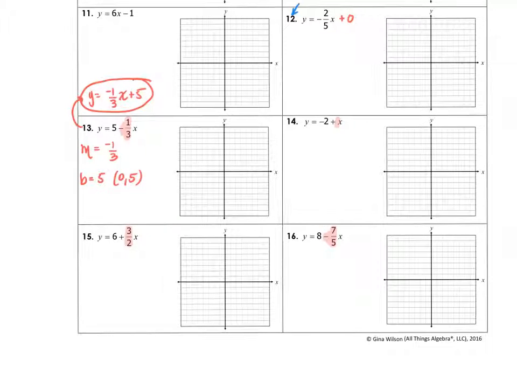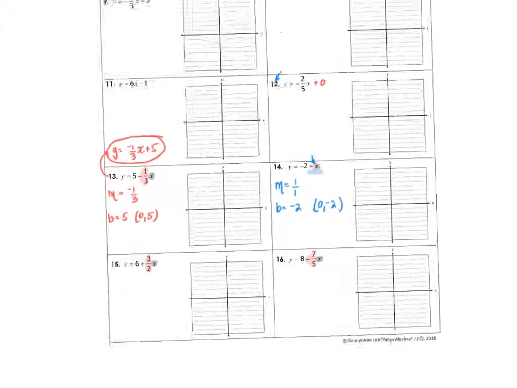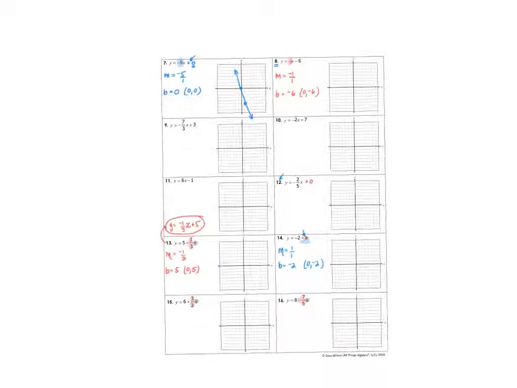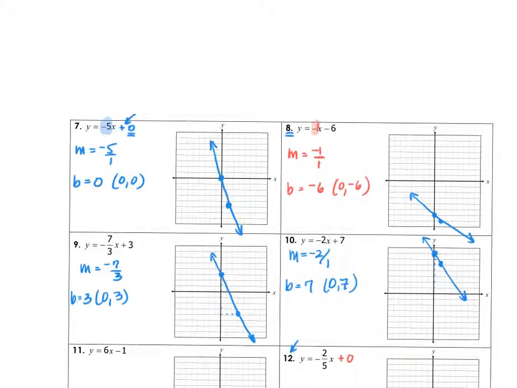You just want to look for the x, because the x is going to tell you where your slope is. The slope is always in front of the x. So 14, the m would be 1 over 1, because that's the number in front of the x, with the b being -2 or 0, -2. So what I'd like you to do is graph the problems on this page, and then we'll check answers momentarily.